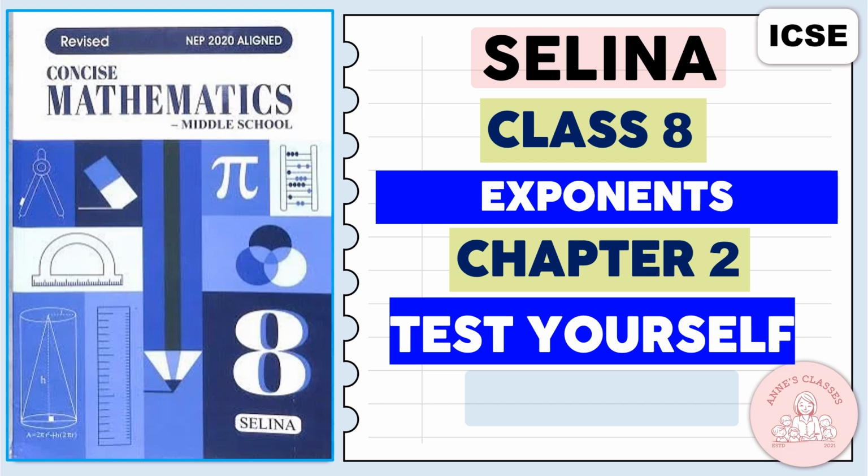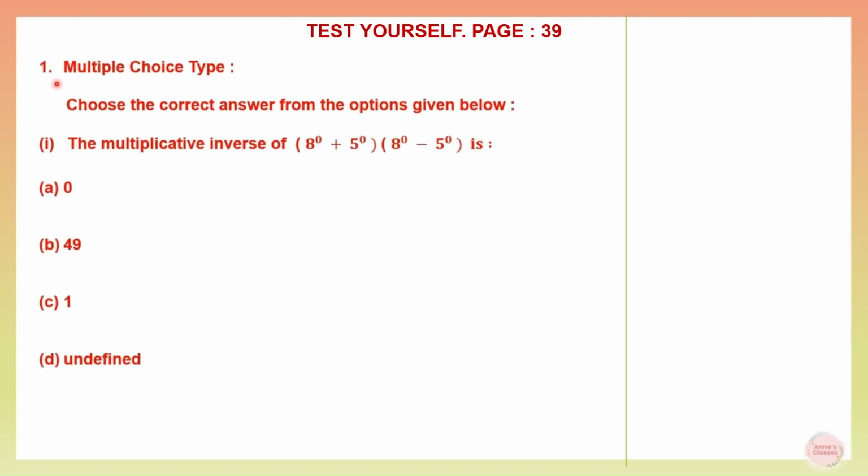Let's do Exponents, Chapter 2, Test Yourself. Test Yourself, page 39. And the first question is the multiple choice type. Choose the correct answer from the options given below. Question 1. The multiplicative inverse of this statement is which of these answers?